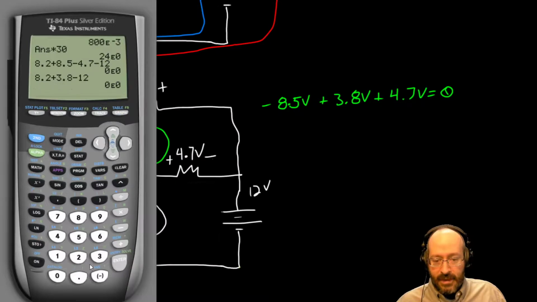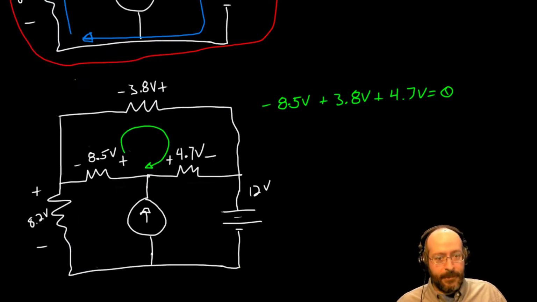Let's clear that. Negative 8.5. I'll sort out shortcut keys later. Plus 3.8 volts. Plus 4.7. And with any luck, we end up back at 0. So we're in good shape there.